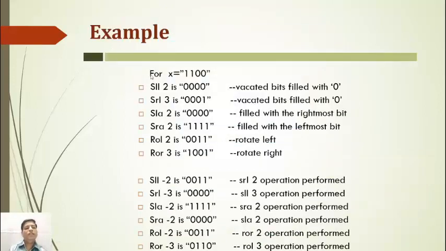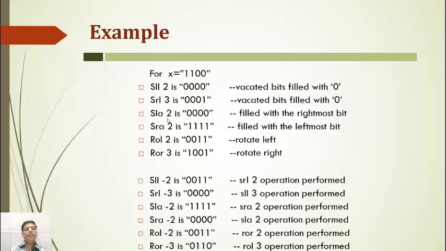One by one, we have studied examples for understanding purposes. Take x equal to 1100. SLL 2 is 0000, which means all four values get 0, the bracketed bits filled with 0. SRL 3 for that particular example is 0001, so the bracketed bits are filled with 0.